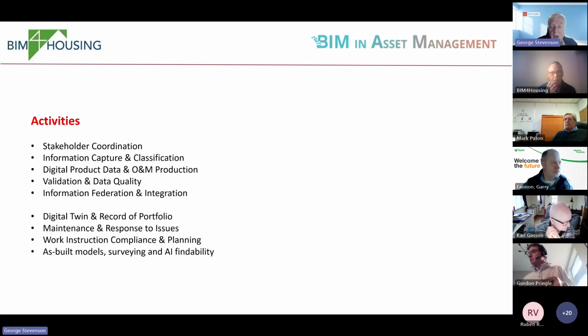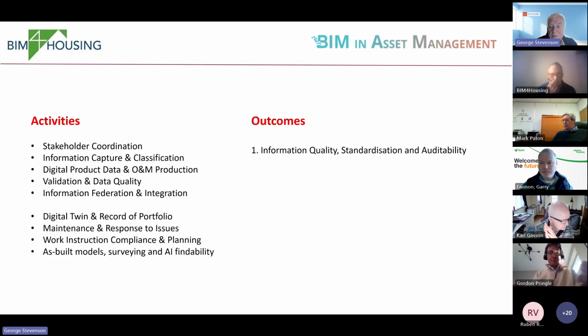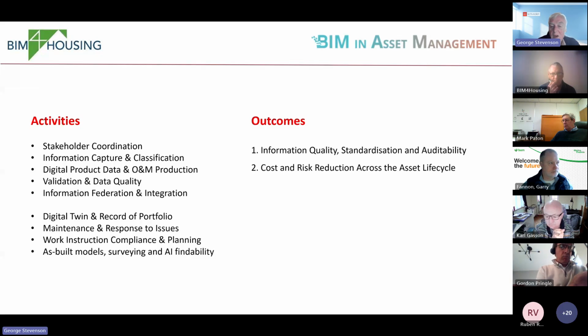What we've then done is distil that down into some very practical outcomes that we can put some value against. For example, what's the value of having good quality information that's standardized and auditable? How can we put some value on the risk reduction across the whole life cycle?